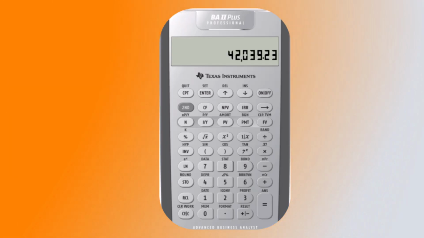That's $42,039.23, that is the time 4 value of the 10,000 earned at the end of year 1, the 12,000 earned at the end of year 2, the 15,000 earned at the end of year 3, all shifted to time 4. Last but not least, we will add in the $20,000, and we find an answer of $62,039.23.